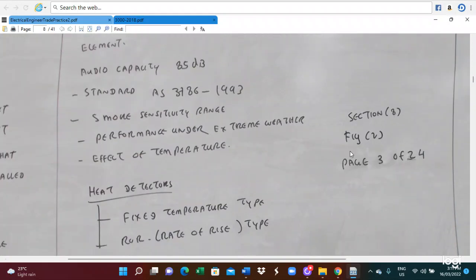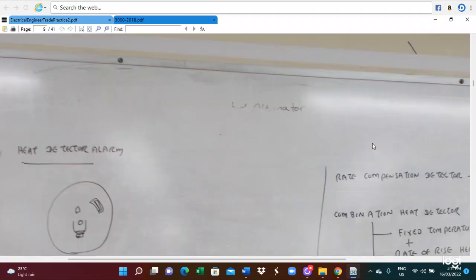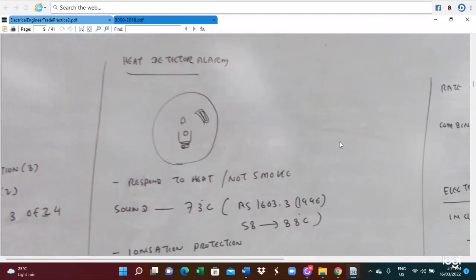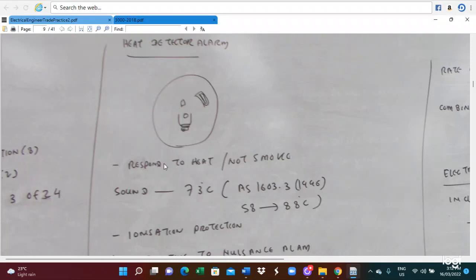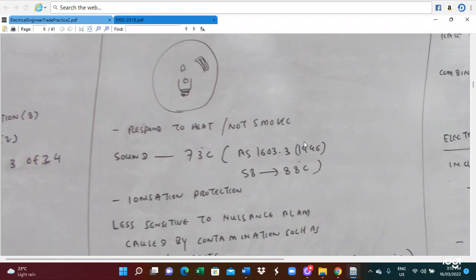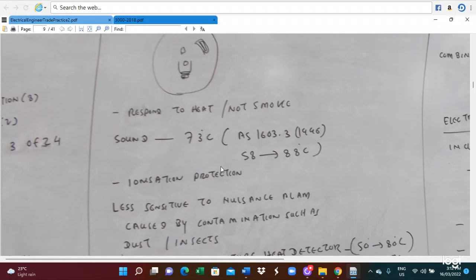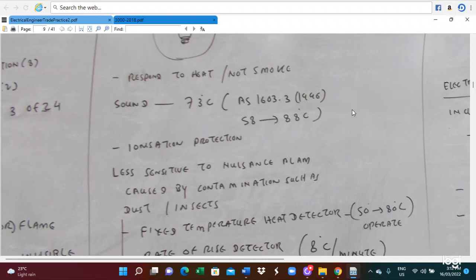In this case, we also have to refer to the supply textbook, section 8, page 2 and page 3 of the 24. This is the reference. So this is for the heat detector alarm construction. The response is to heat, not smoke. When the temperature rises to 75 degrees centigrade, or 73 degrees, it makes a sound. The reference rule is 1603.3, 1996 edition, with 58 to 88 degrees centigrade.